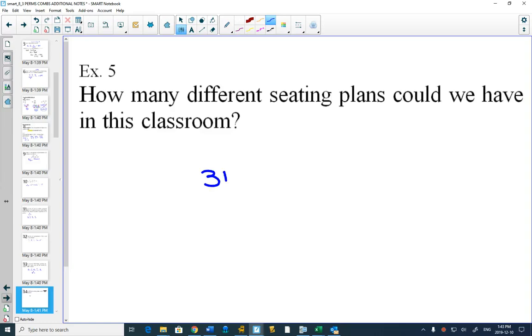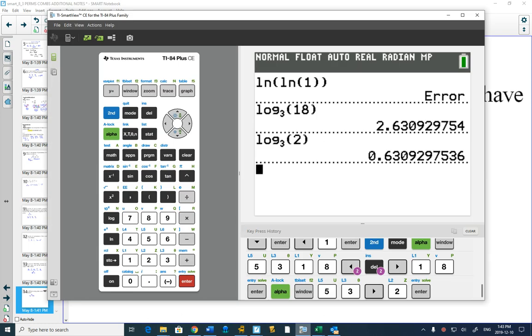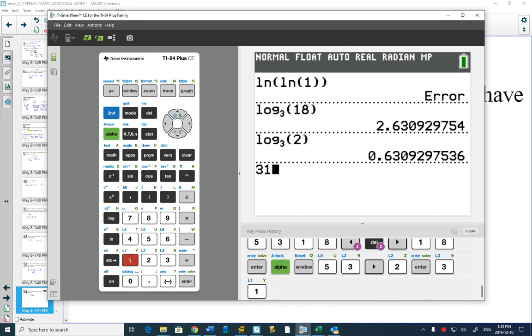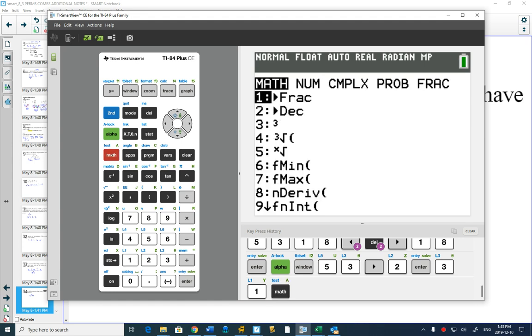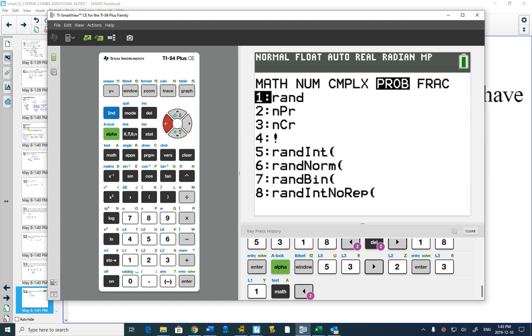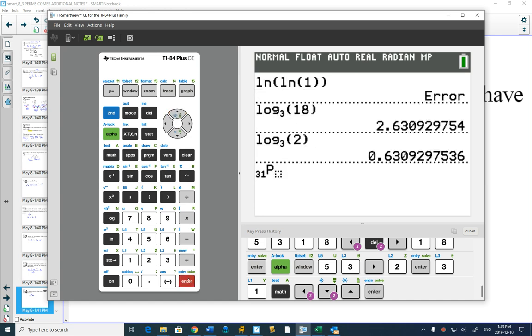But this is where it's much nicer to go, I'm going to start with the number 31. There would be 25 spaces, 31P25. Now, this is the other crazy thing about permutations. Do you know where the permutations button is on your calculator? You hit math, you go over to probability, nPr. So if you wrote 31 first, it'll automatically get put in. 31P25. Wow.